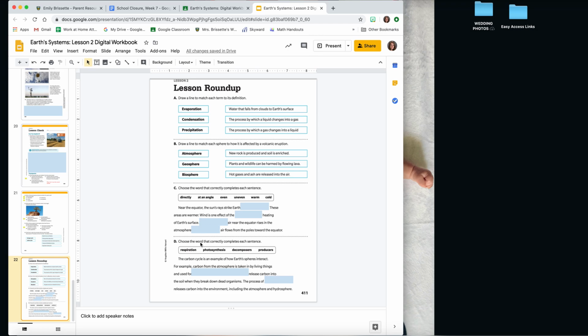And C and D, you will be typing in the vocabulary words. This one's actually 2. They're just kind of smushed together. But see if you can figure out where these words go within these texts.